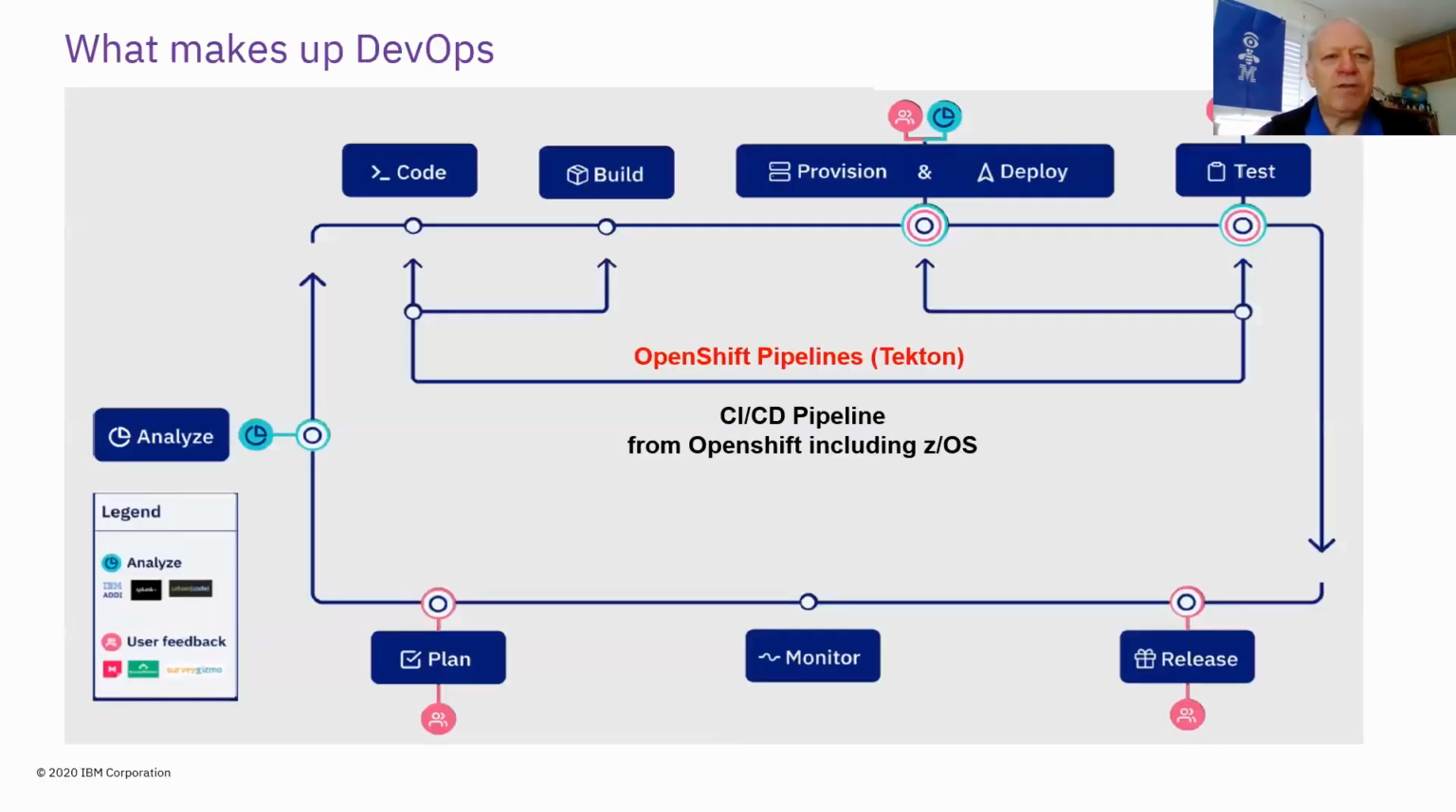Here you have the DevOps. And with DevOps, you need the CI/CD pipeline inside the lifecycle management. And OpenShift Pipelines, Tekton, give you the capability to do that, to do your continuous integration and deployment from OpenShift, including z/OS. So therefore, an end-to-end capability that is available.